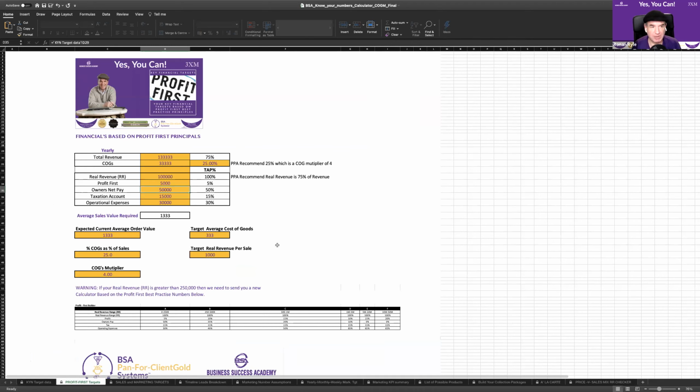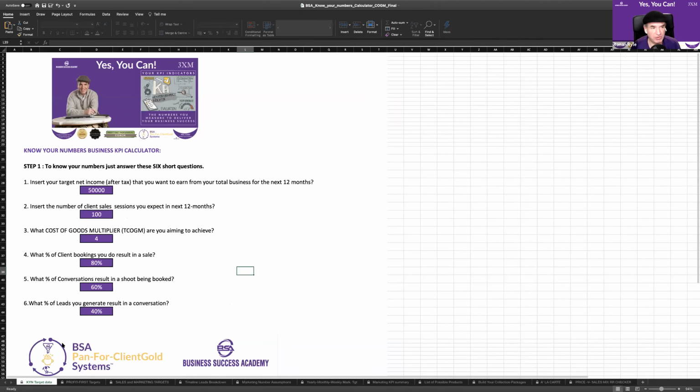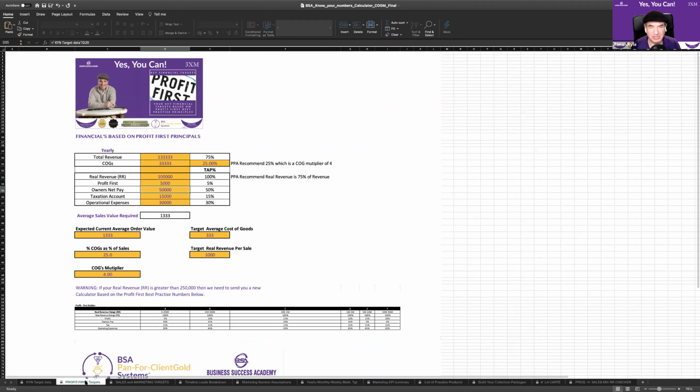So again, I'm not going to deep dive into these, but it basically works in the calculator. So when we share this calculator with you, all you need to do is fill in these key numbers here, these 6 numbers into the purple, and it does all the other calculations out for you based on profit first best principles. So for a business of this size, for someone who wants to earn 50,000, they will need a turnover of 133,000. They will have 5,000 in their profit account, 15,000 will cover their tax bill, 30,000 is what they need to run their business on.